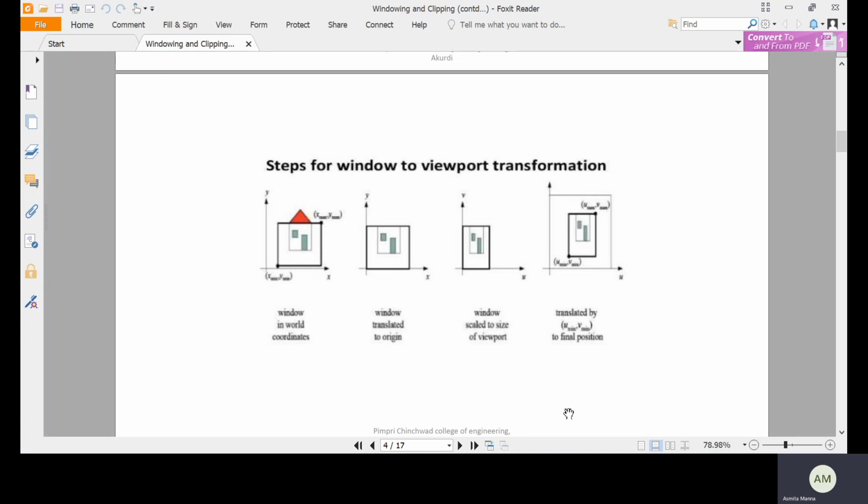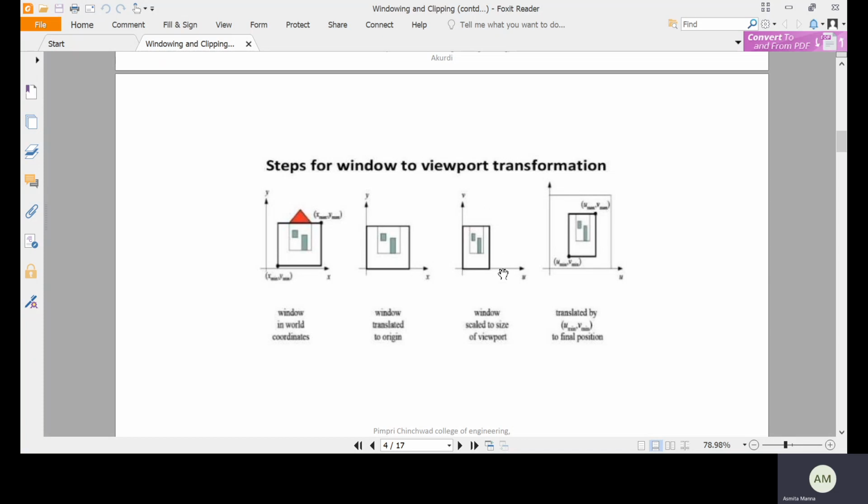Hello dear students, in our previous video we have learned about the steps of viewing transformation. So what was the first step? We have to select the window in the world coordinate system. Then we have to translate the bottom left corner of the window to the origin of the world coordinate system. Once the translation is done, then the second step is scaling or resizing as per the size of the viewport.